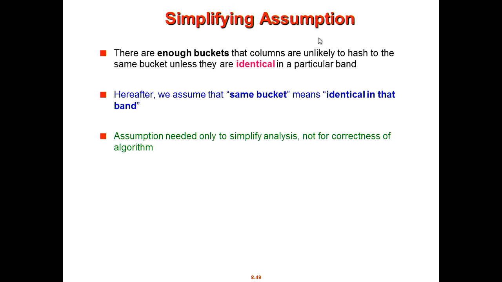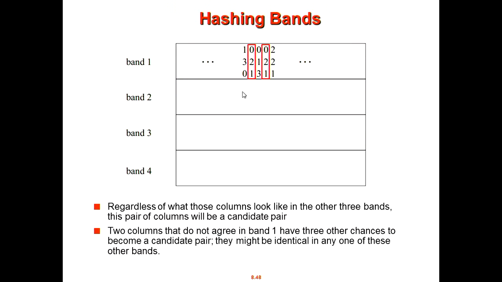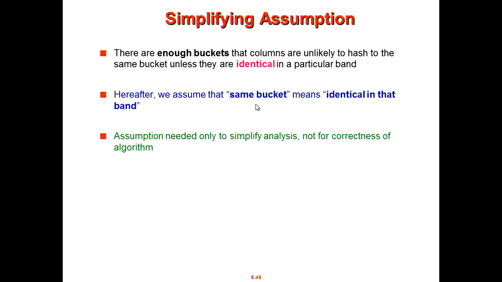And there are some assumptions in this technique. We assume that there are enough buckets that columns are likely to hash to the same bucket unless they are identical in a particular band. So we assume that the same bucket means identical in that band, as shown in this example. If they are identical, they are exactly the same, so they are treated as the same bucket. These assumptions are needed only to simplify the analysis, but not for the correctness of the algorithm. So this can be used for the later theoretical analysis.